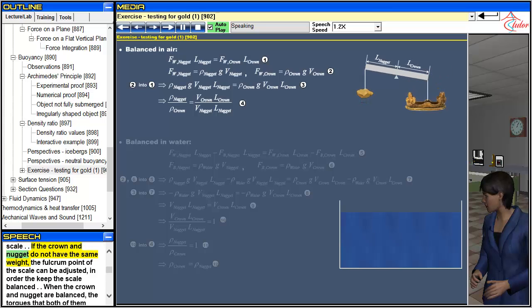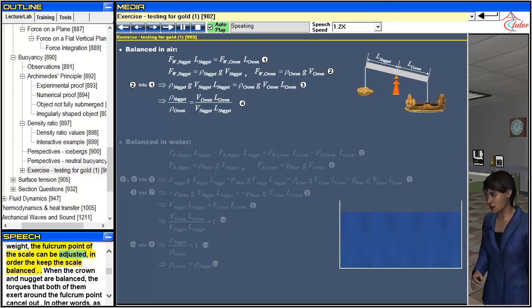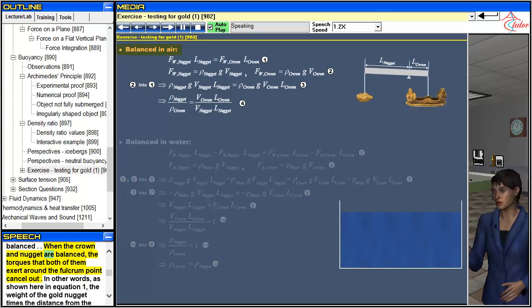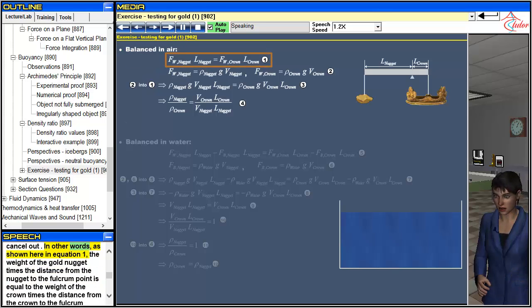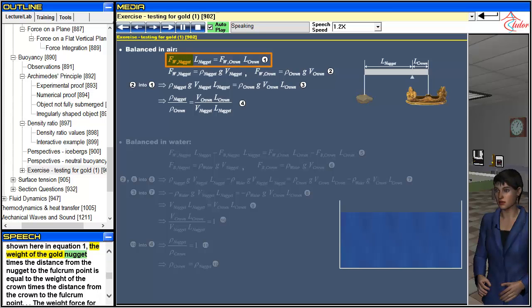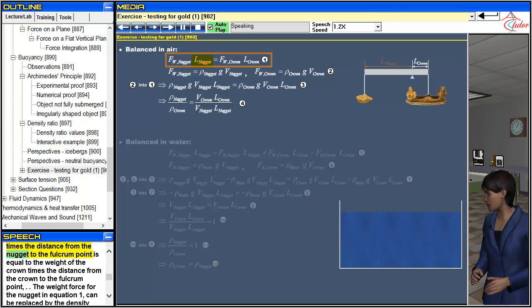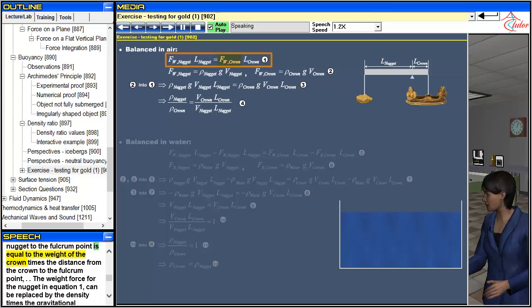If the crown and nugget do not have the same weight, the fulcrum point of the scale can be adjusted in order to keep the scale balanced. When the crown and nugget are balanced, the torques that both of them exert around the fulcrum point cancel out. In other words, as shown here in equation 1, the weight of the gold nugget times the distance from the nugget to the fulcrum point is equal to the weight of the crown times the distance from the crown to the fulcrum point.